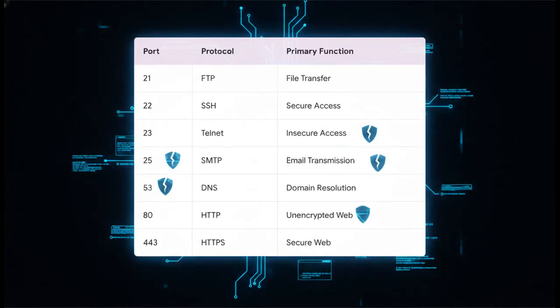Well, excellent work on completing day 21 of our rotation. It is super important to just memorize these absolute core ports, from the incredibly insecure legacy of Telnet on 23 to the vital domain resolution of DNS on 53, all the way up to the secure web traffic of HTTPS on 443. These specific numbers must become second nature to you whenever you're analyzing network traffic or configuring a firewall.